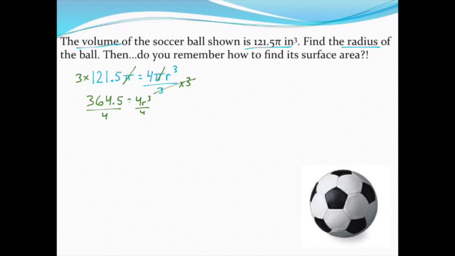That cube root or square root or any kind of root needs to be always the last step you do. So always do the other stuff before you take a root. Dividing by 4 gets me 91.125 equal to the radius cubed.